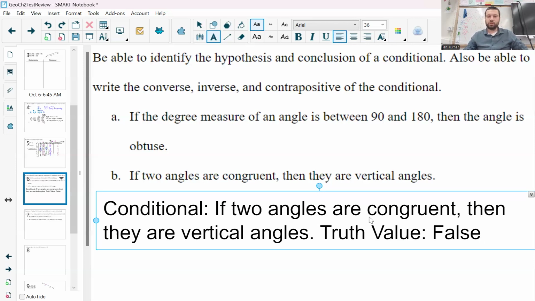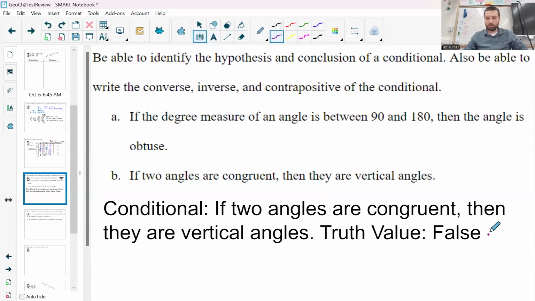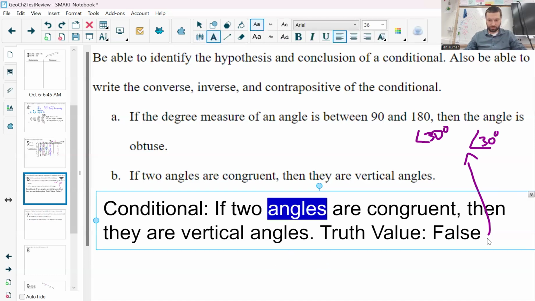Okay. So if two angles are congruent, then they are vertical angles. False. Okay, we could have two congruent angles. And again, we got to give a counterexample. Your counterexample could be drawing something. Could have a little 30-degree angle here, a little 30-degree angle here. These are congruent, but they are not vertical. So that passes as a good counterexample. Okay. Let's jump back in.